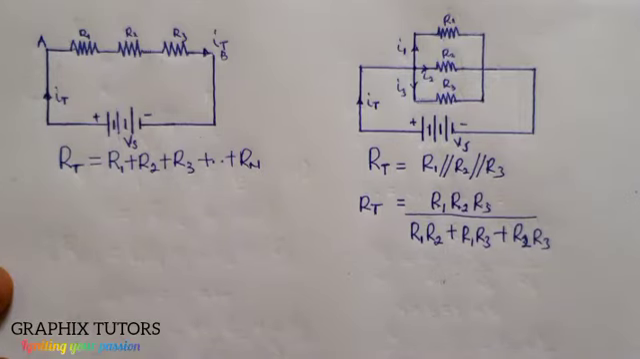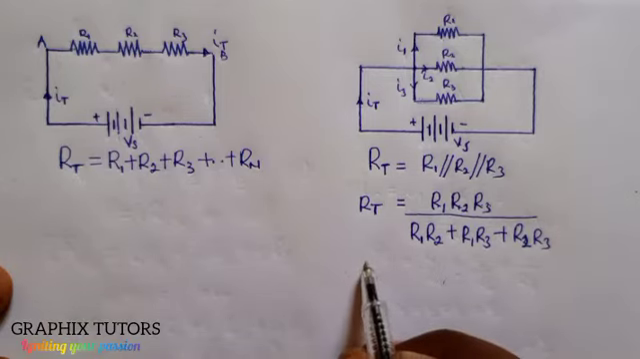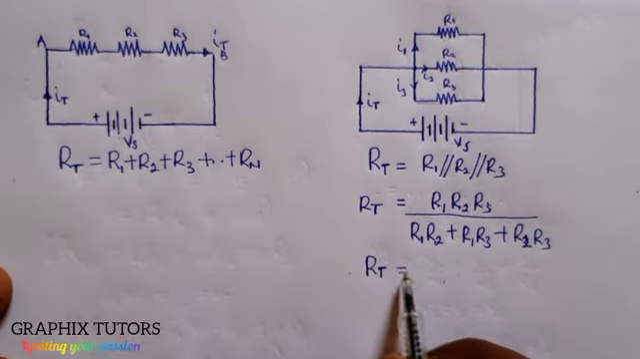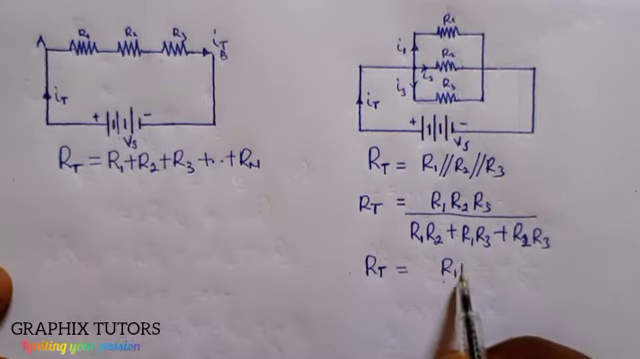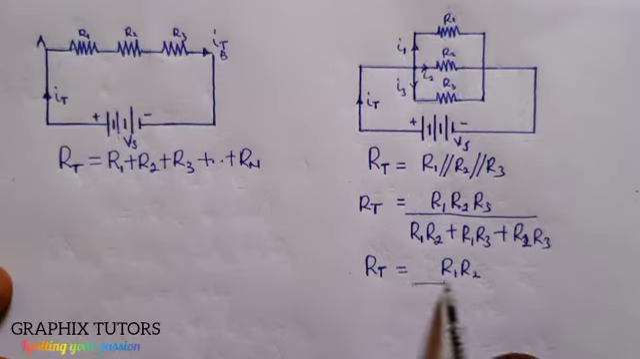But what about if there are two resistors? If you have two resistors in parallel, your R total is equal to R1 R2 all over R1 plus R2. So these are resistors in parallel.